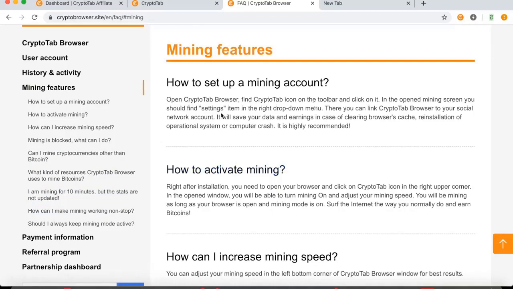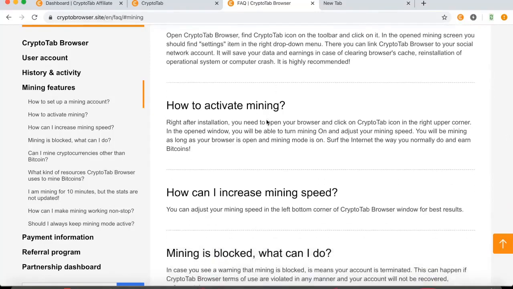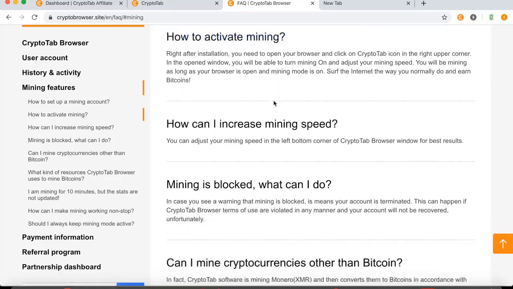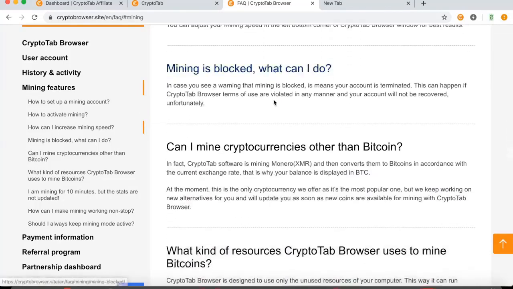You just have to look at the settings option, and then you can link it to your social network account, like your Gmail or something like that, and it's going to then make an account for you just based on that. It's very simple and very easy. Activating mining, I showed you that. You just have to slide the slider for mining on, and you can set whatever speed you want, and that's just going to give you more Bitcoins if you set it on the maximum speed. Now, you might get your account terminated if you violate the terms of service, so make sure you don't do that in order to not get your mining to be blocked.